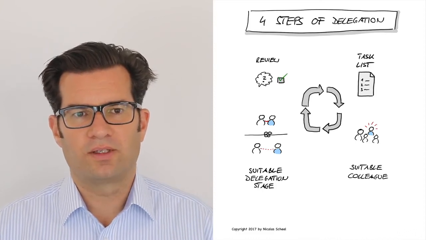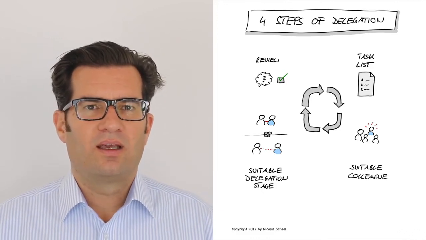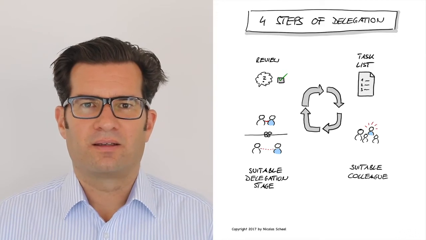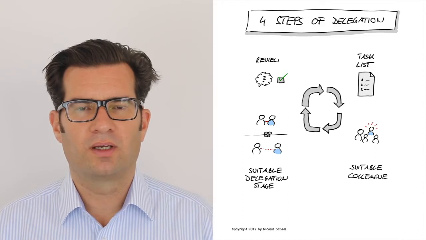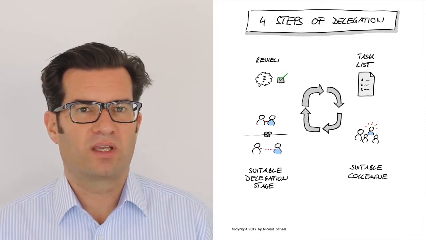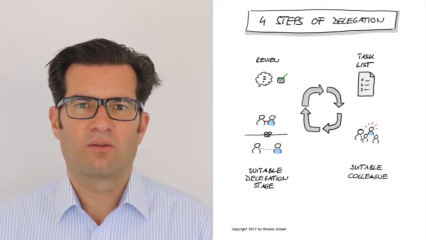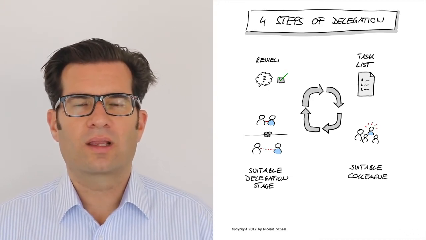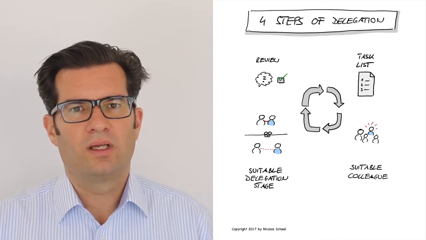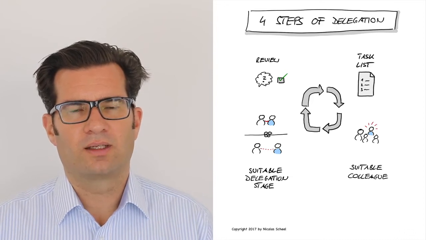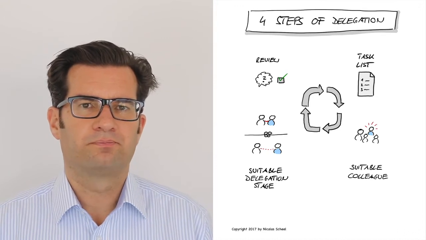And the fourth step, that's an easy one, just review the results. I mean, just because you delegated the task doesn't really mean that it's working out brilliantly. You might have picked the wrong employee, you might have picked the wrong task, you might have picked the wrong delegation stage. There are all kinds of things that can go wrong. So you should review the task that you delegated in regular intervals to make sure that everything is going well.